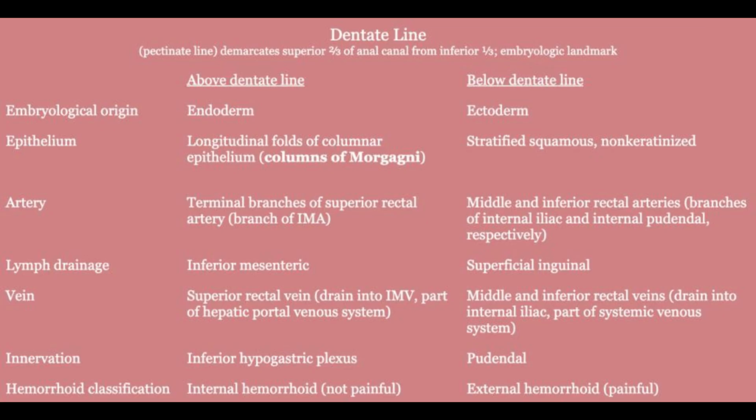Very much so. Below the line, it is essentially modified skin. The blood supply completely changes. It comes from branches of the internal iliac artery system. The venous drainage bypasses the liver and goes straight to the systemic inferior vena cava. And the nerves. Most importantly, the innervation is somatic, supplied by the inferior rectal branches of the pudendal nerve.